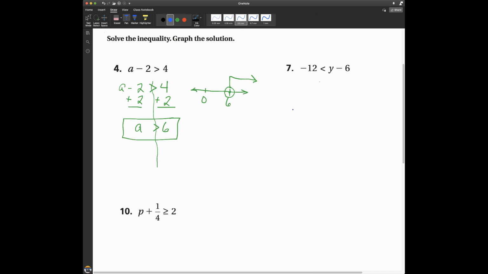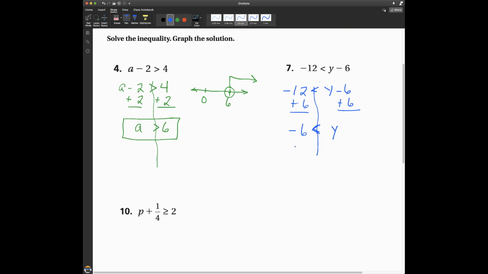Let's look at number 7. So again, step 1, let me write the problem down. Negative 12 is less than y minus 6. And again, I need to get y by itself, so let me add 6 to both sides. And that leaves me with y on the right side. Here's my less than symbol. And then negative 12 plus 6 is negative 6. So this says negative 6 is less than y.